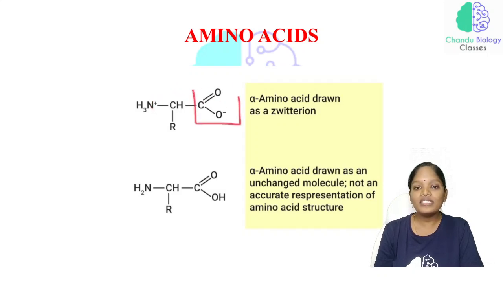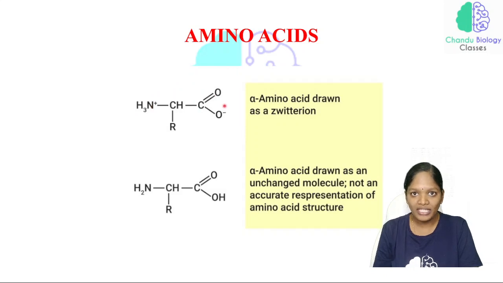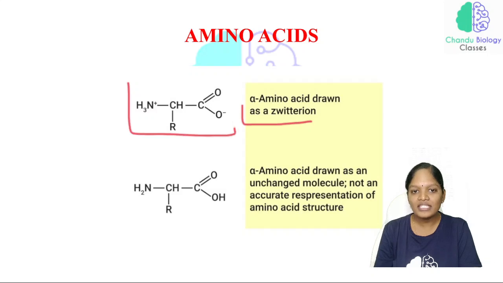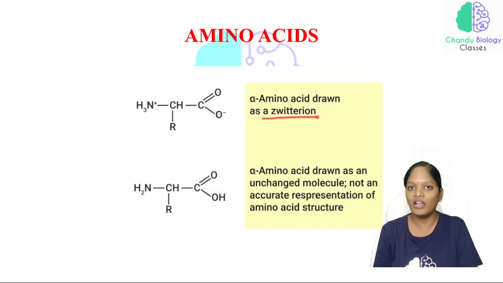And just look at the COO. As it is donating the hydrogen, it acquires a negative charge. As they are having +1 and -1, the result is 0, so there will be no net charge. That is why we say this is the state of an amino acid. We are calling this ion a Zwitterion. This is very important.